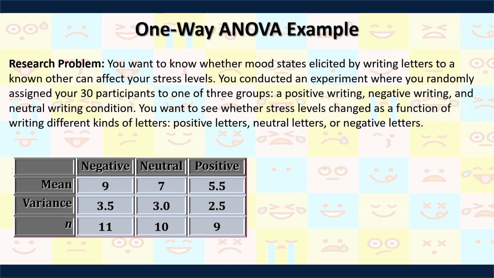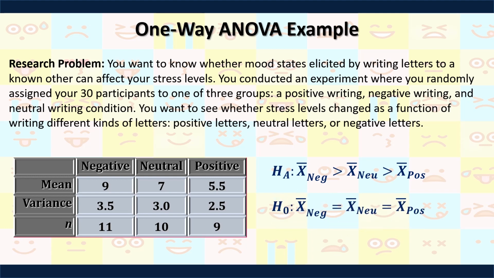Here are your data. The alternative hypothesis that you're proposing is that the average cortisol of the negative letter writing group was larger than the neutral group, which was larger than the positive group. The null hypothesis you're testing is that the average cortisol level across the groups were equal.